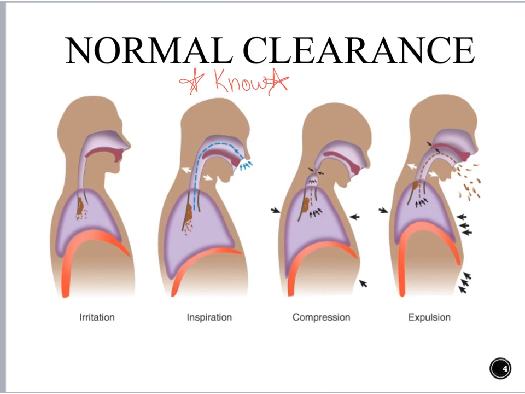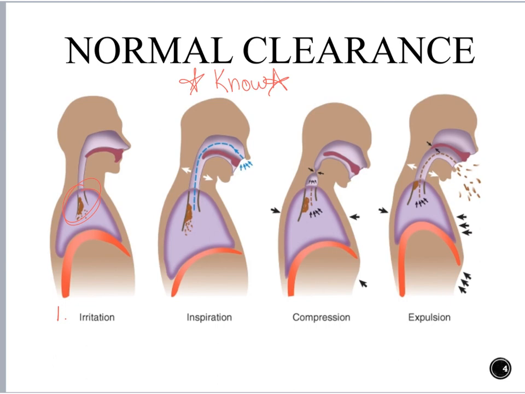Okay, so cough is one of the most important protective reflexes. So number one, the first part of the cough is irritation. Some sort of abnormal stimulus comes in and irritates these airways, so the body sends an impulse to the medullary cough center in the brain.